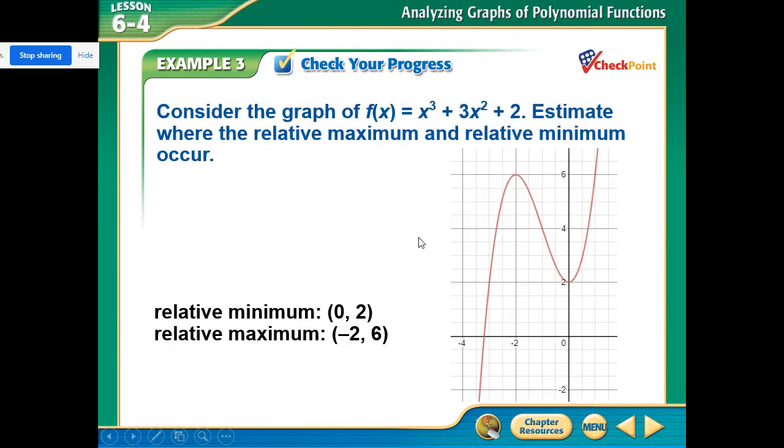All right, so what about this one? We have a max here and a minimum here. So the relative minimum is 0.2. That was easy. Both of these, you could probably just look at it. 0.2, and then -2.6 is the relative maximum.